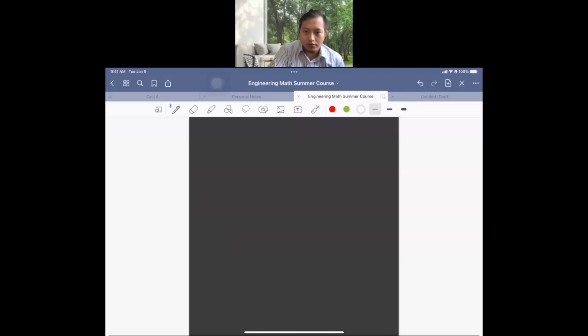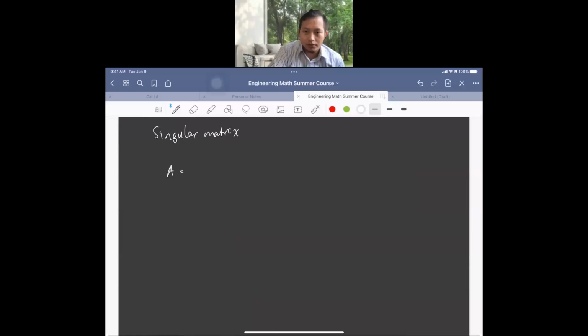And then there is the singular matrix. I forgot to mention the singular matrix. This is when we cannot find the inverse. So matrix A, for example, if you have 1, 2, 6, negative 1, 4, 0, 2, 5, negative 3, it has no inverse.